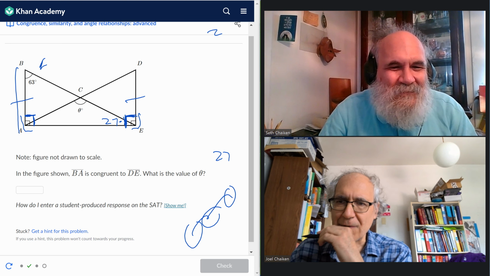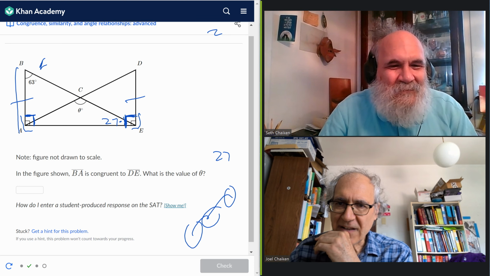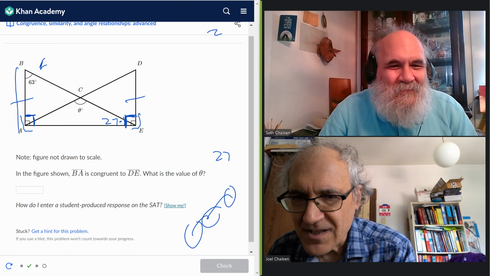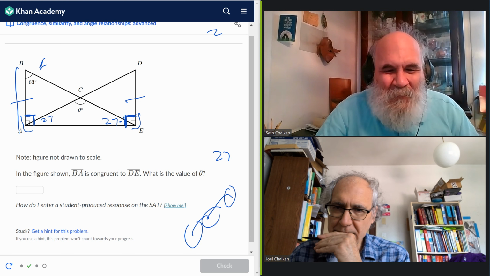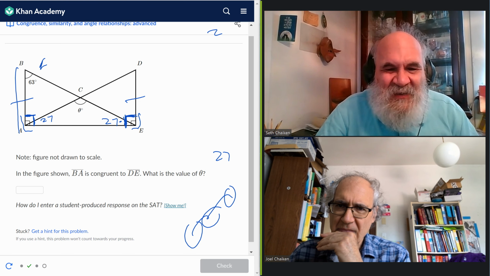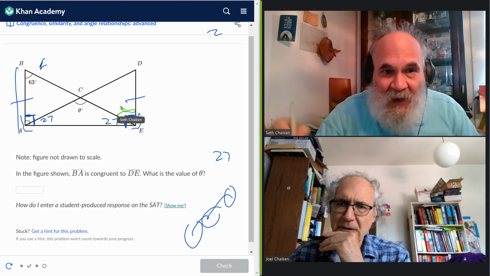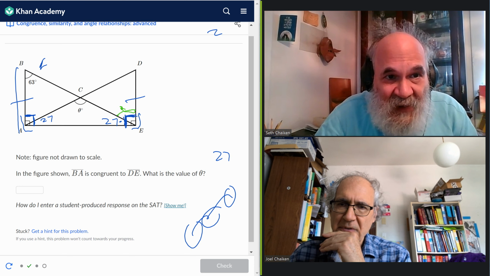That's 27. Now, everything looks symmetric, so my gut feeling is that this would also be 27. So this is 27, and the complement of that is this green angle. Being the complement, it's 63.